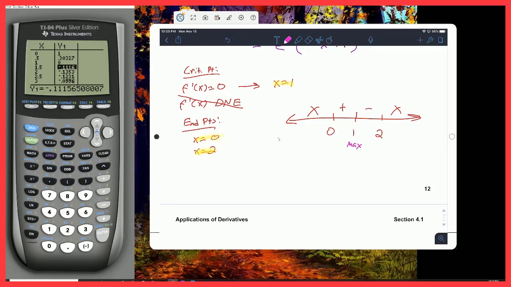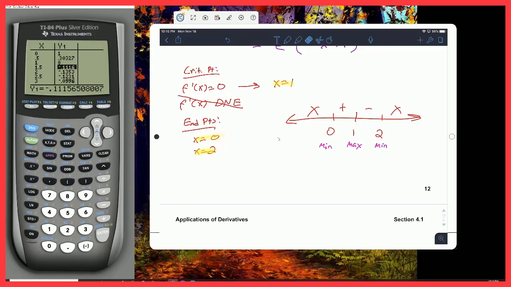But let's consider what 0 is. 0 is an endpoint, correct? And what I'm doing past 0 is increasing. So it looks like this. So I know that 0 is some type of minimum. And additionally, let's consider 2. 2 is an endpoint as well. What's happening before 2? Well, before 2, I'm decreasing. So I'm decreasing until I get to 2 and I stop. That means that 2 is also some type of minimum.